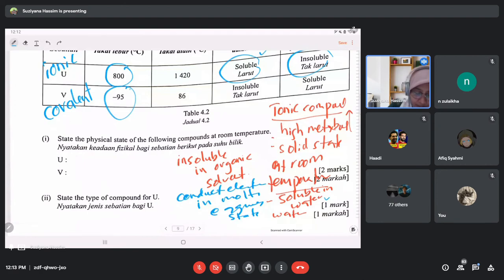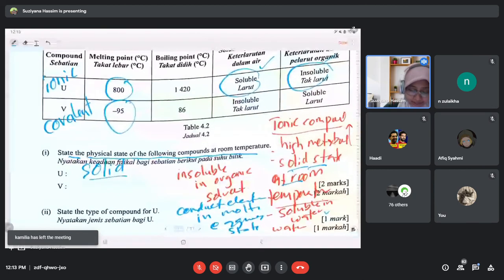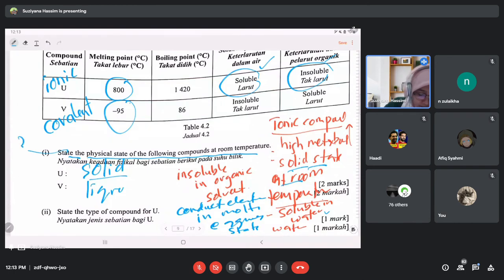State the physical state of the following compound at room temperature. U adalah solid. Memang solid. Nampak? Solid at room temperature. Okay, but V, nampak? Is a liquid. Our 30 Celsius is a room temperature kan? Nampak dia punya boiling point lebih daripada 30. So 80. So is a liquid. And then last one.